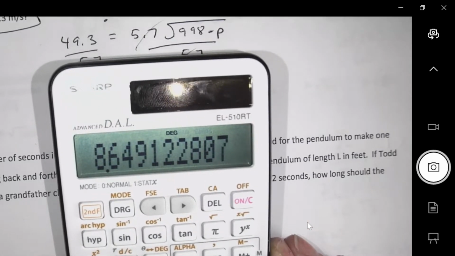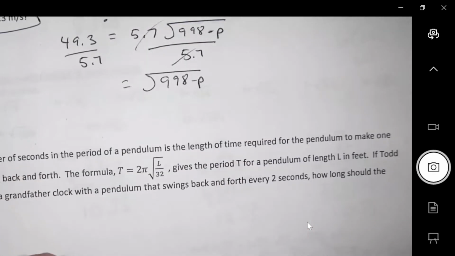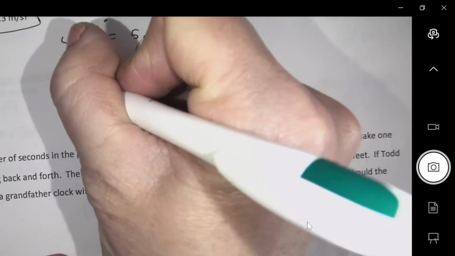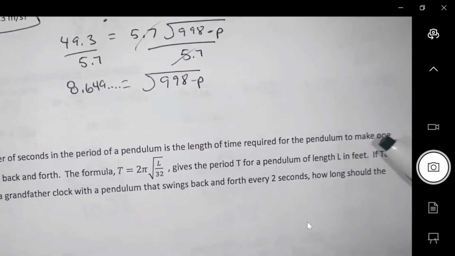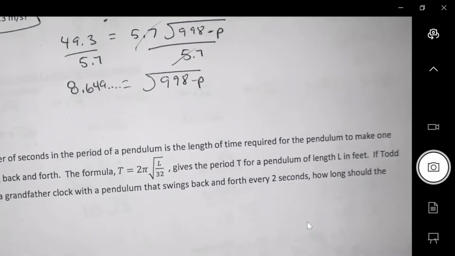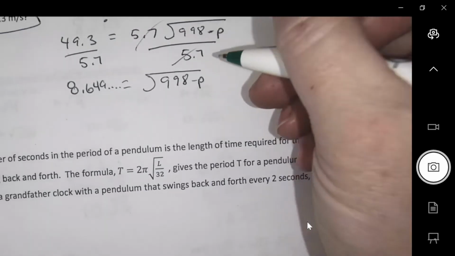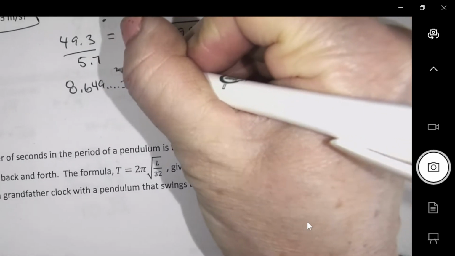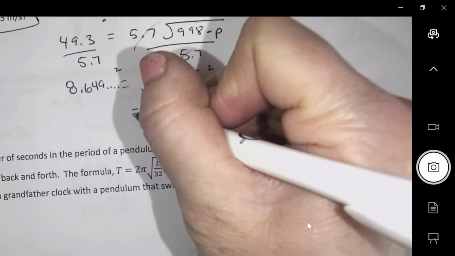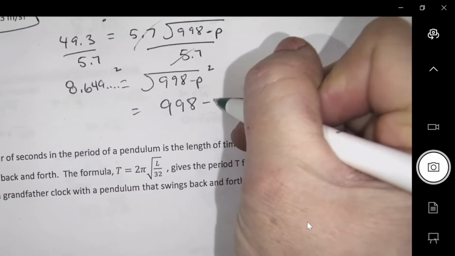Okay, I'm getting 8.6 and so on, and I'm not going to round. So I have these dots, and these dots mean I'm working with my calculator. All right, now what's the next algebra move? I'm going to square, because that gets rid of the square root.